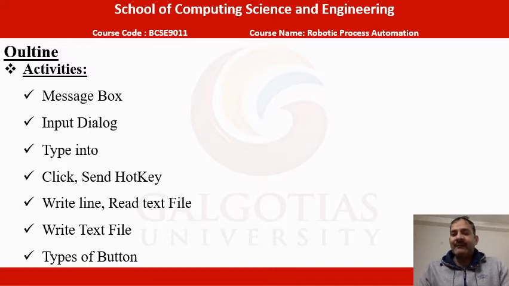As I am telling you, in C you use the printf statement. In C++ you use cin and cout statements. In Java you use System.out.println. In the same way, here is the message box. The name of the activity will be message box activity. You simply find this message box activity in the activity panel. Simply drag that activity from the panel to the work area where it is required.